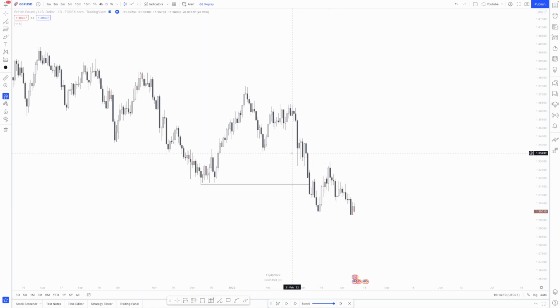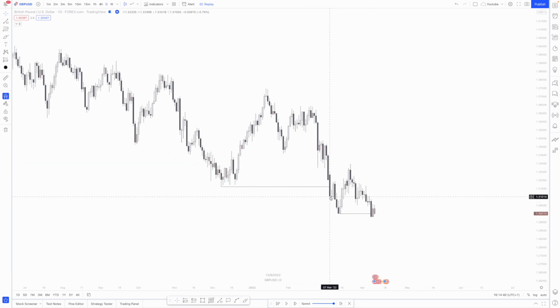So we broke this low, we've come down, we've had a pullback, and then we broke and closed below this low here. So at the moment we're making lower lows, lower highs, lower lows, and after a break of structure, we are probably expecting a little bit of a pullback into the EQ or the premium of the daily range. So at the moment that's what I'm seeing on the daily chart.